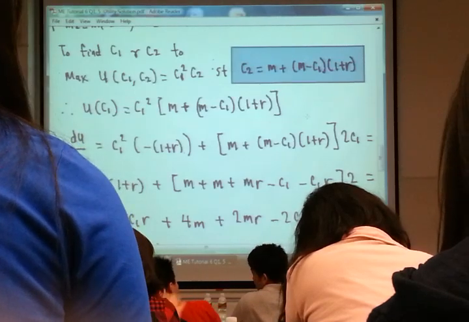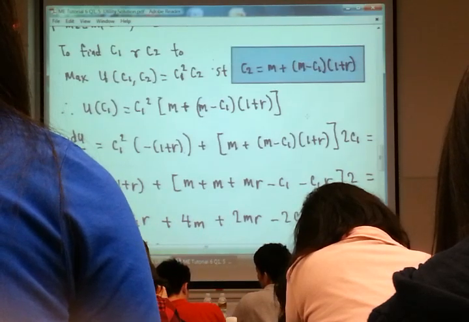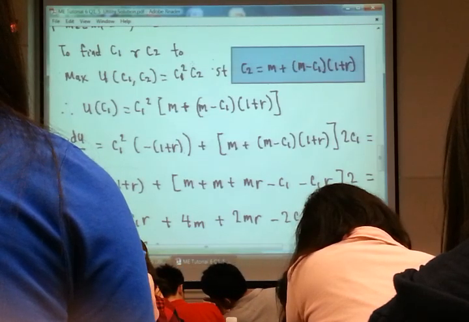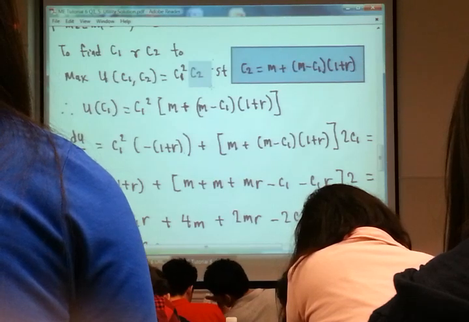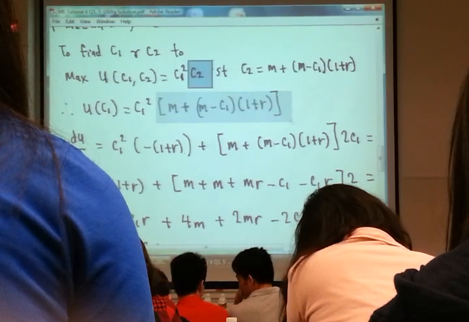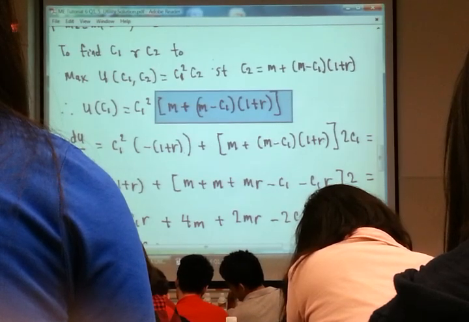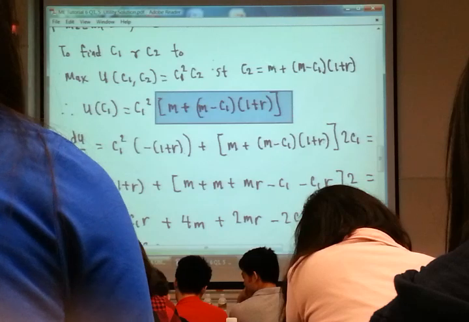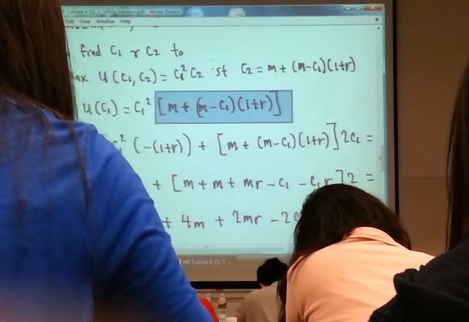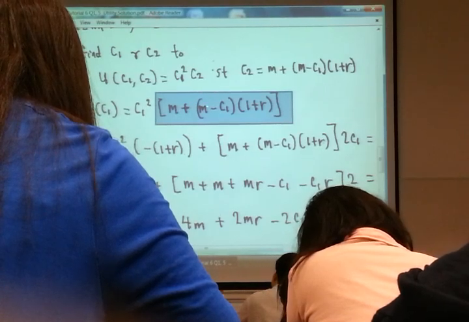Understand? So very simple. So you just be obedient. Make sure that C2 is this. Finish. Okay, put it inside here. So this is your C2. So that's all. Now, if you put this C2 here, therefore the utility is just now a function of what? C1. Clear? No more C2. Just a function of C1.